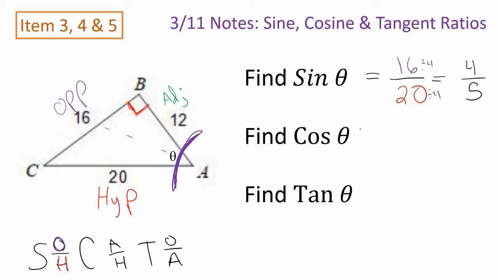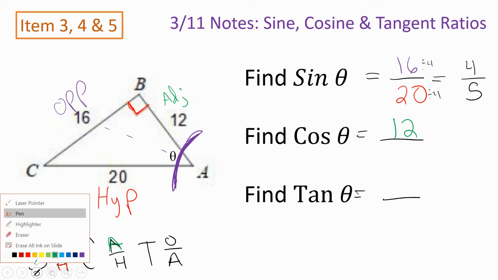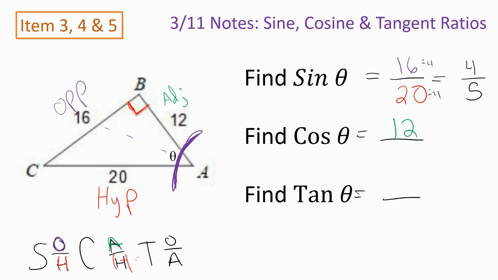All right, and now we're going to do cosine. Cosine we know is adjacent over hypotenuse. So that's going to be 12 over the hypotenuse, which is 20. And once again, we know that 4 divides into the top and bottom. So we're going to reduce that fraction and get 3 over 5.